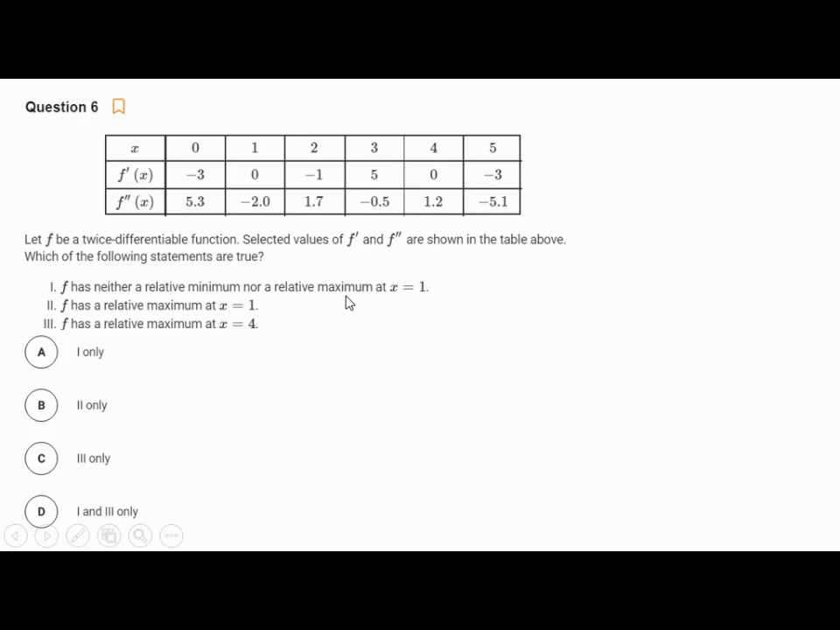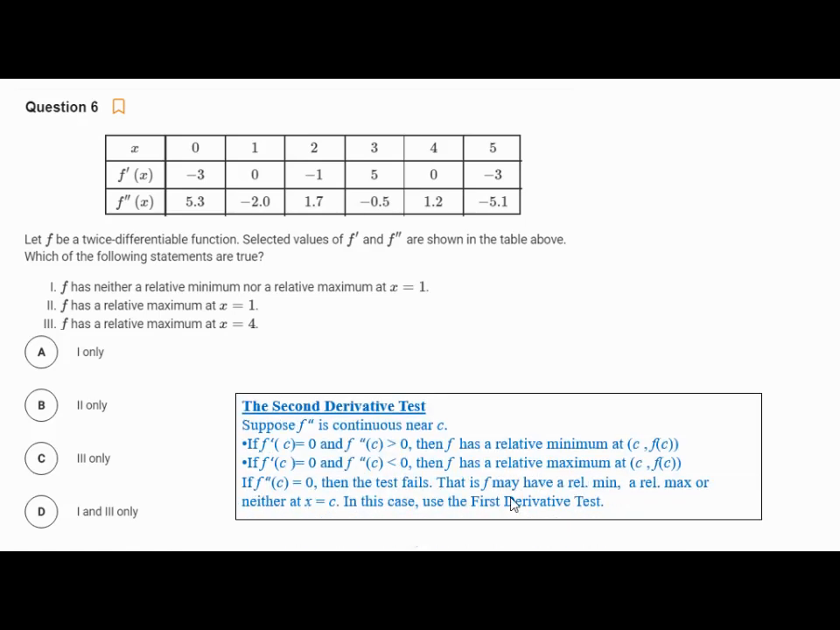So they're talking about relative extrema. So if I'm given the first derivative and I'm given the second derivative and they're asking about relative extrema, then most likely what they want us to do is apply the second derivative test. So here's our second derivative test, which is on a flashcard. And this is saying that, well, if your first derivative equals 0 at c, and the second derivative is greater than 0, then you've got a relative minimum. If it's less than 0, you've got a relative maximum. If it's equal to 0, then the test fails. You have to do first derivative test.